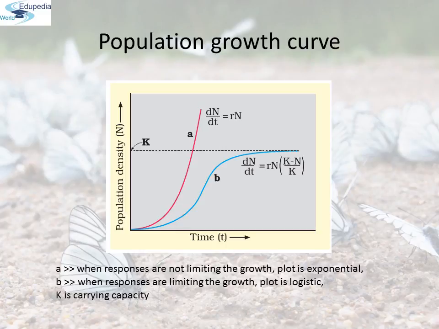This is the representation of the population growth curve. Here A, that is the pink color line, shows that when resources are not limiting the growth, the plot is exponential. B, that is the blue line, shows that when resources are limiting, the growth plot is logistic in nature, and K is represented as the carrying capacity.